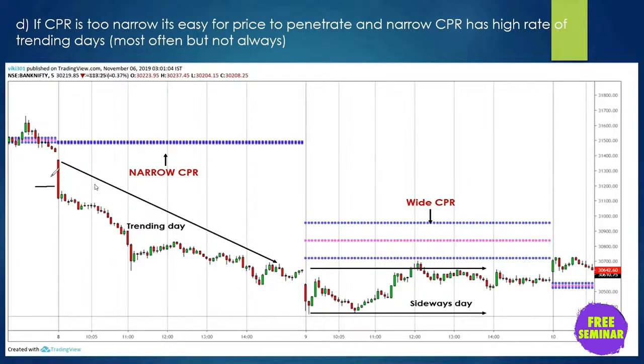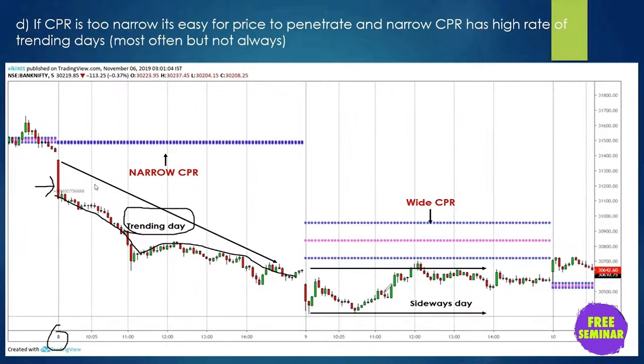Had they bought a put option, maybe at 100 rupees, it could have become 300 or 400 rupees, because there was a huge trending day, right? Option buyers who bought a put option would have made a huge profit on that day.